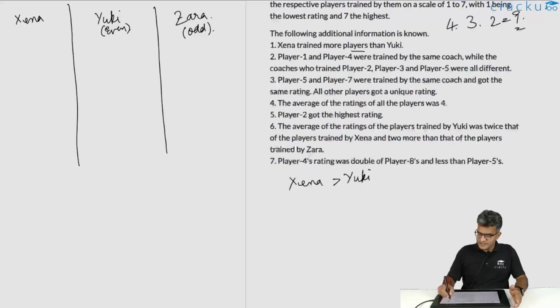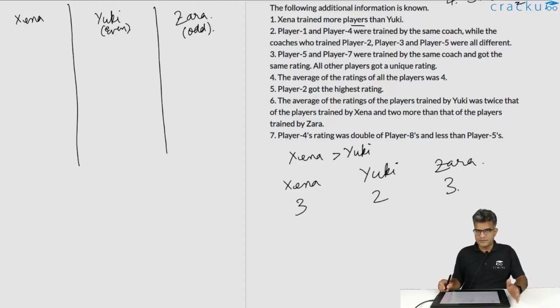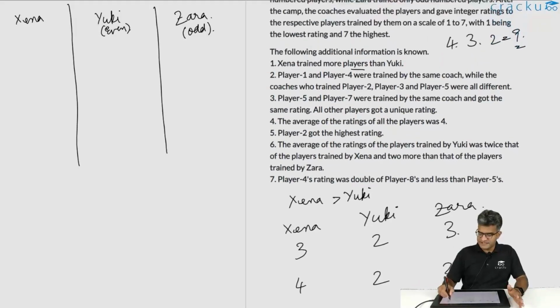So the only possibility is that, if you're looking at Zena, Yuki and Zara, and the number of players that each one of them has trained, it has to be either 3, 2 and 3, this is totaling up to 8, or it will be 4, 2, 2. The reason I write these kind of things is because then it makes the picture clearer in my head. So these are the 2 cases that are possible about the number of players that each one of them has trained.